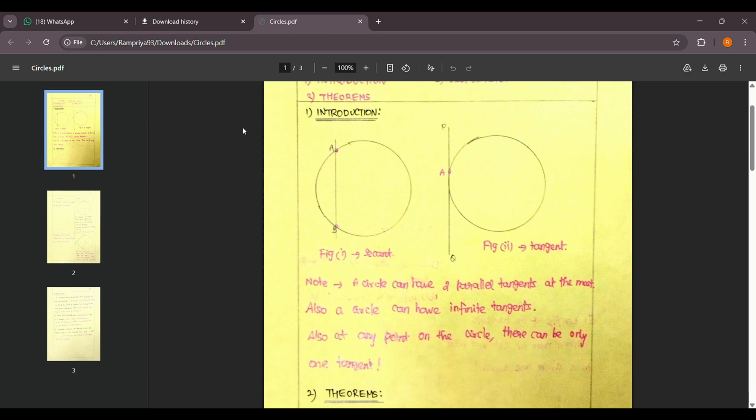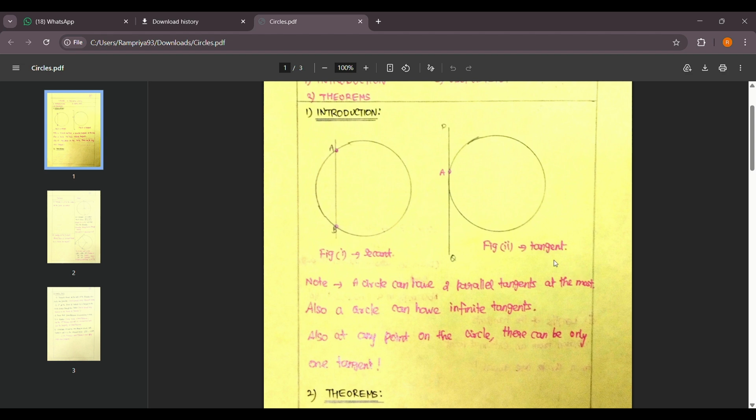So here you have a circle, and AB is a line segment. See this line segment here, it touches your circle at two different points. Any line that touches your circle at two different points, you call it a secant. And here you have another line segment which touches a circle at only one point. Anything which touches a circle at only one point, you call it a tangent.